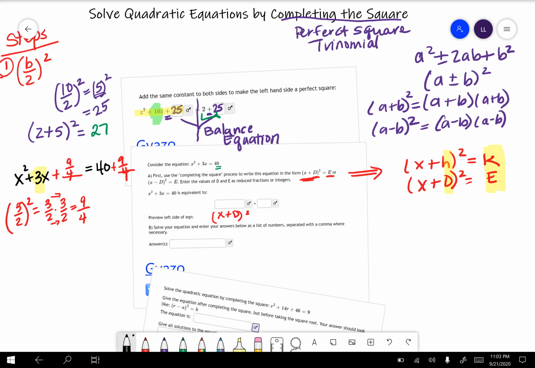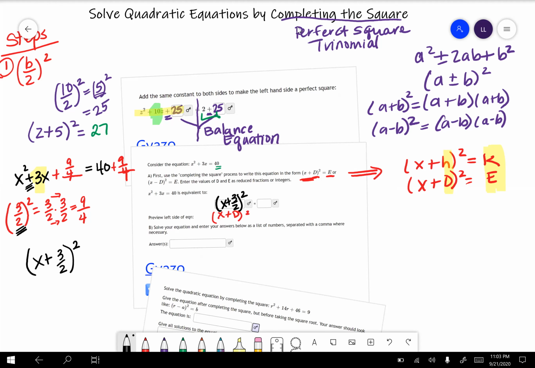So I'm going to rewrite it factored. And remember, what goes inside is what would have been simplified had it simplified. So that's going to be x. I'm going to follow the sign up here, so that's going to be plus 3 over 2. And then we're going to square it. Okay? So that's what comes in on this side: x plus 3 over 2, squared.